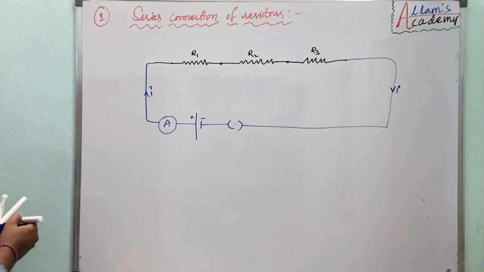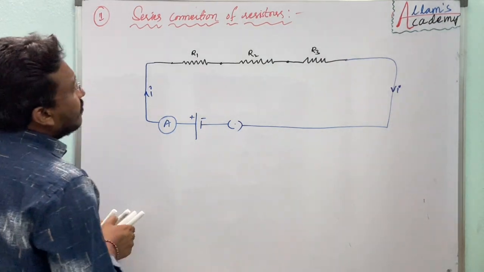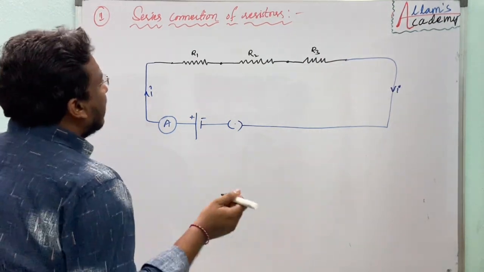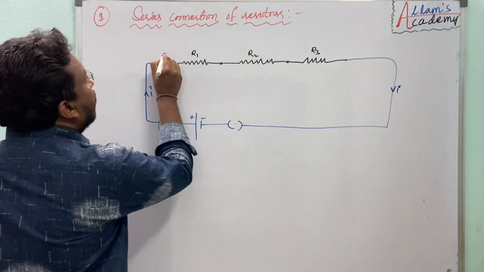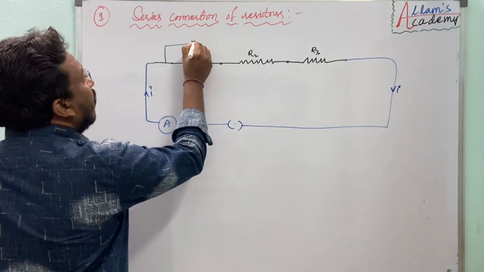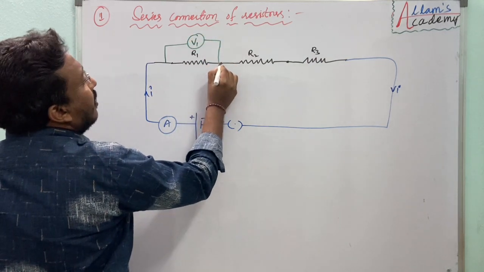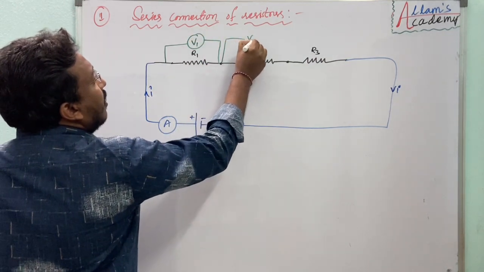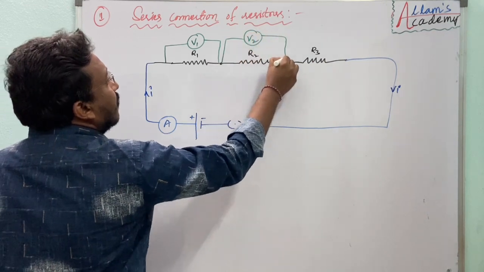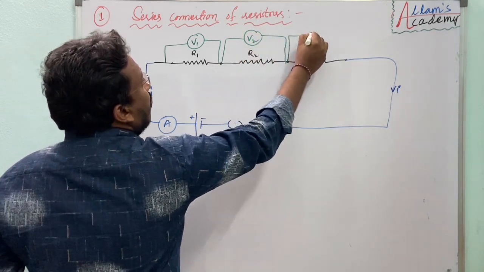Okay, right. Then what about the potential difference, sir? The potential difference across the resistors we have arranged is given as V1, V2 and V3.